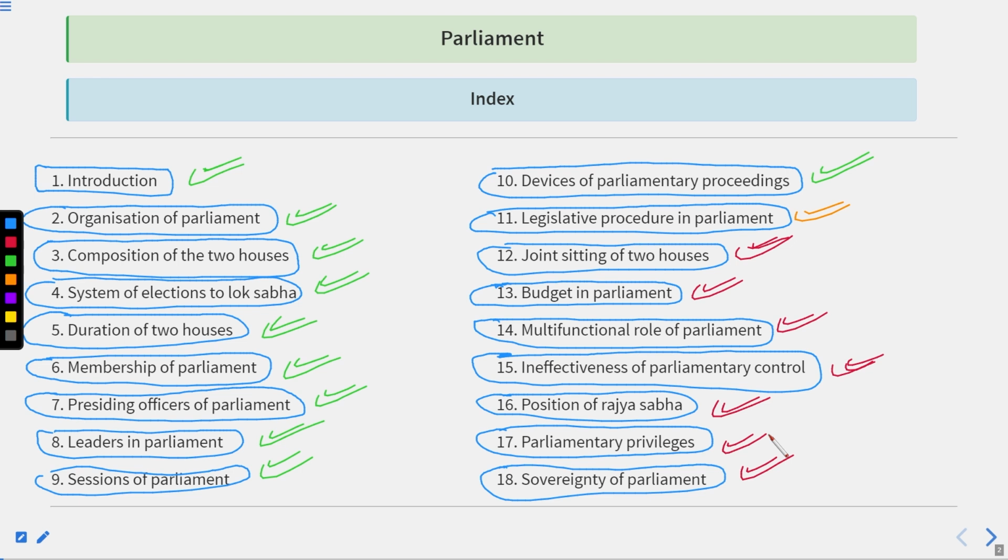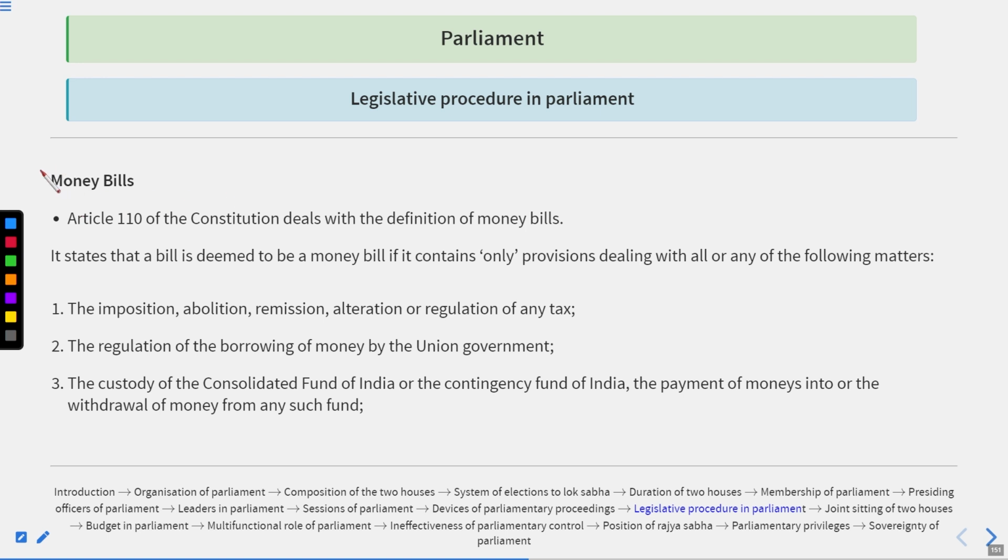In this lecture, we will continue from where we left off in the previous one. We had started money bills in the previous lecture, and we discussed that Article 110 is the article in the Indian Constitution that deals with the definition of money bills.